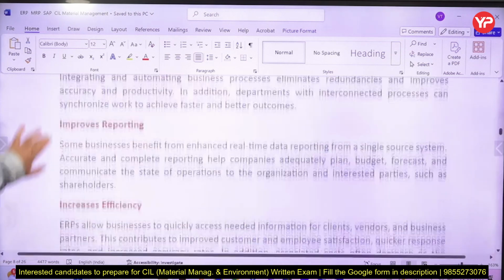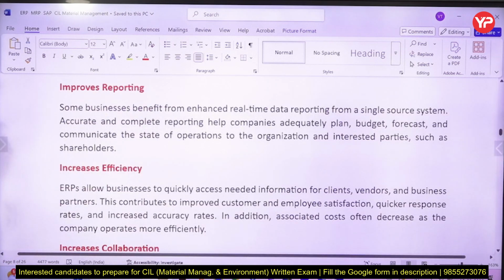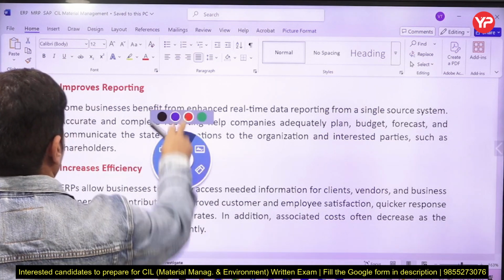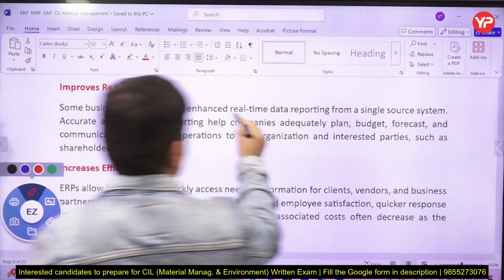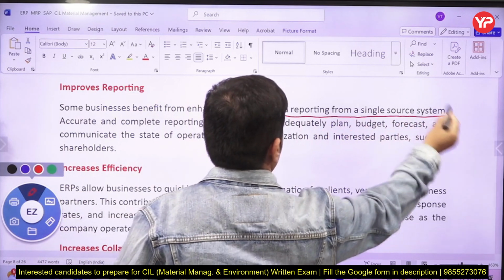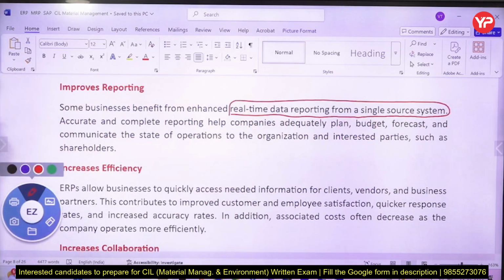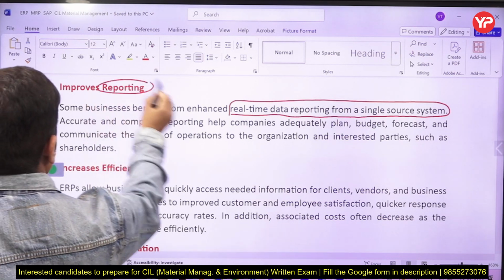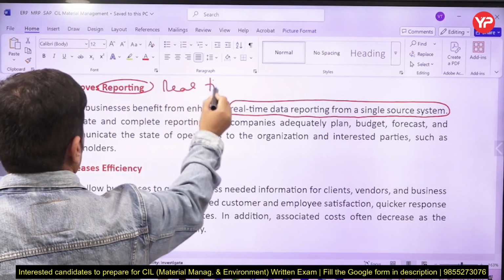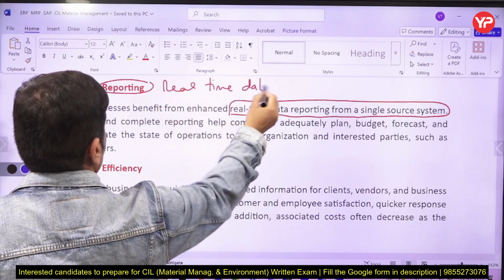Improves reporting. So real time data reporting from a single source is more accurate and complete. There is a single source from where I am getting real time data. That will help the company to plan well, budget well, forecast, communicate. So all the decision making improves with real time reporting, real time data. I have real time and most authentic data.